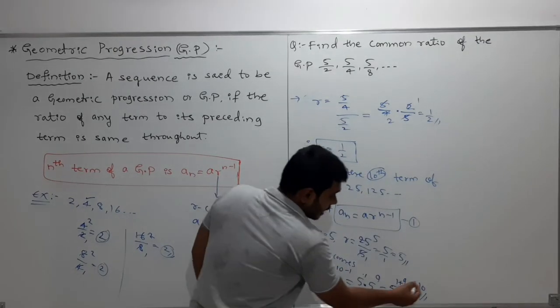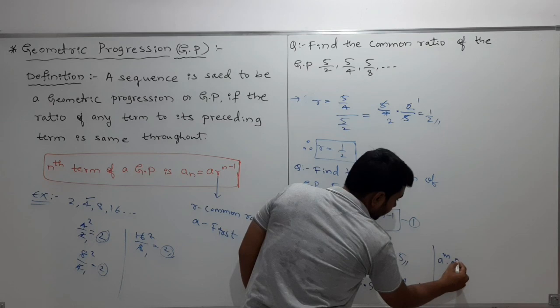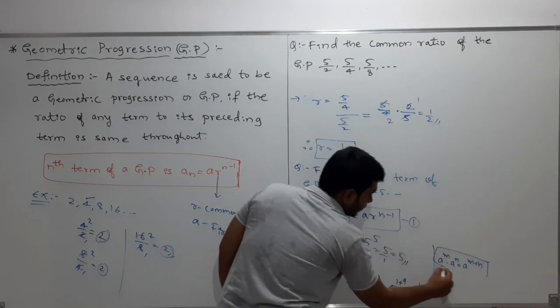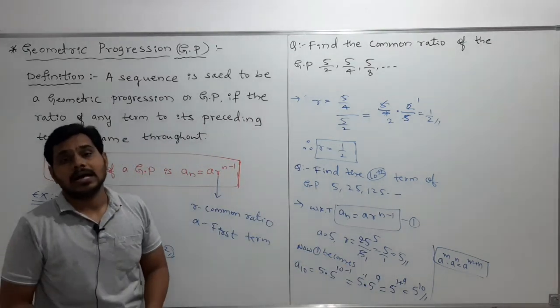Clear? I am writing this due to the property a to the power m into a to the power n is equal to a to the power m plus n. By this property I applied it. So 5 to the power 10 is your required answer.